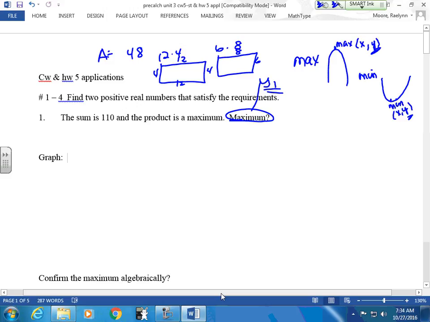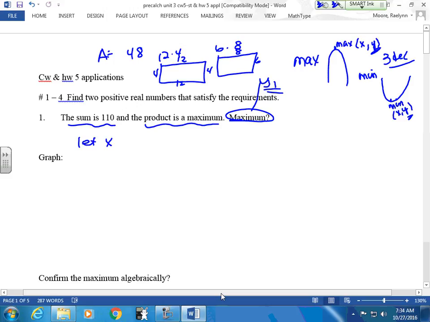And you know how to get these. This is your second, your calc maximum, your calc minimum, right? And how many decimals do we round to? 3 decimals. Okay. So let's start. I have two positive real numbers. The reason we start with the positive real is because when we do the applications for these, they can't be negative. The sum is 110, and the product is a maximum.